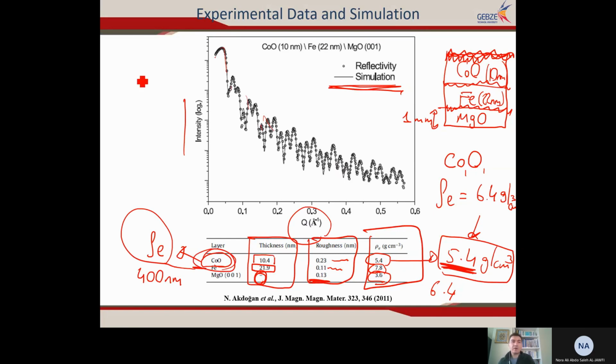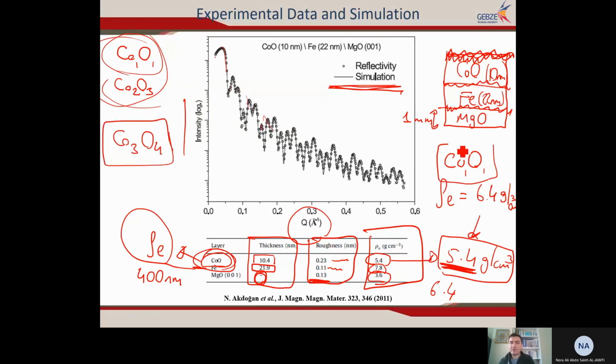Because during the thin film growth, you would like to get cobalt 1, oxygen 1, okay? 50% cobalt, 50% oxygen. But in some cases, you can also produce cobalt 2, oxygen 3 phases within the material. You also have these ones. So in total, our material is cobalt 3, oxygen 4. So it is not a pure cobalt 1, oxygen 1. It also includes cobalt 2, oxygen 3 phases.